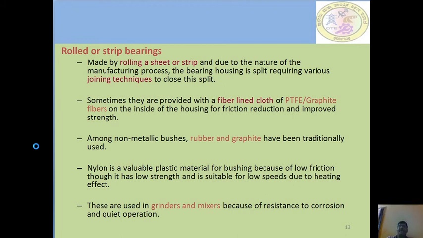Among non-metallic bushes, rubber and graphite have been traditionally used. Nylon is one of the polymers. It is a valuable plastic material for bushing because of its low friction characteristics, and it has low strength and is suitable for low speeds due to the heating effect.